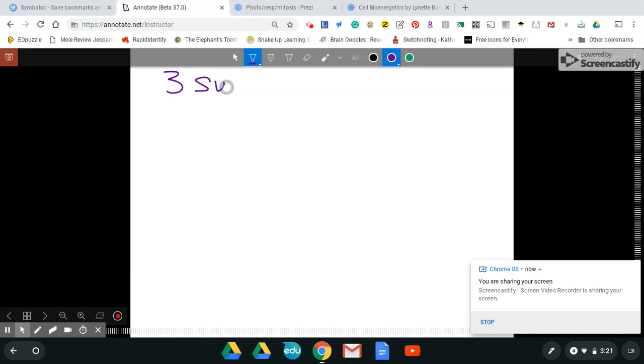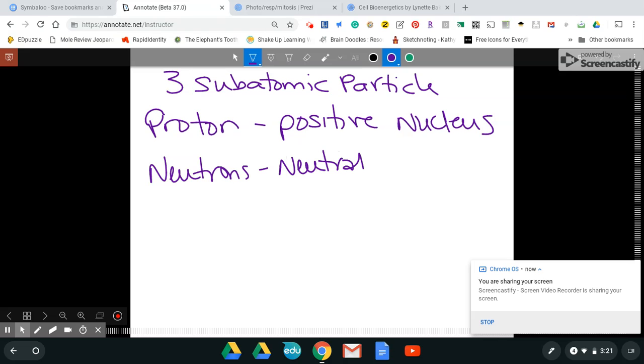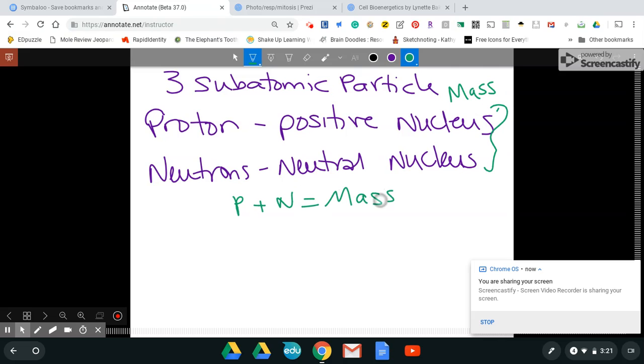All right, so when you're looking at atomic structure, you have 3 subatomic particles. Protons, which are positive, they are in the nucleus. You have neutrons, which are neutral. They are also in the nucleus. So these two right here make up the mass. So protons plus neutrons equals the mass of an atom.